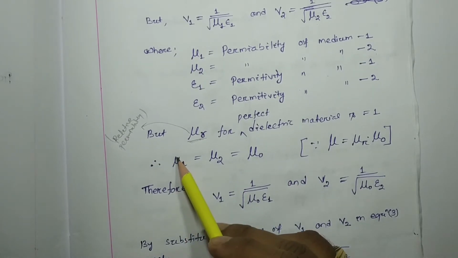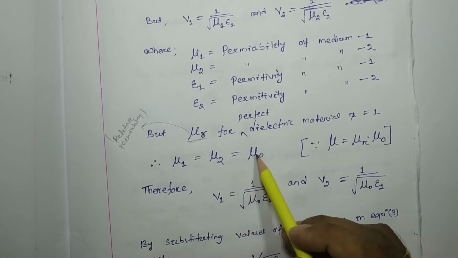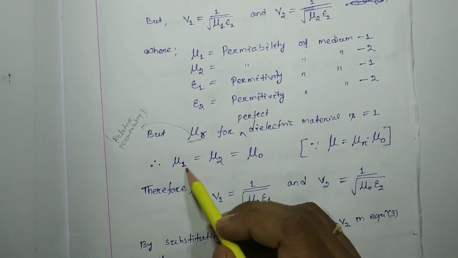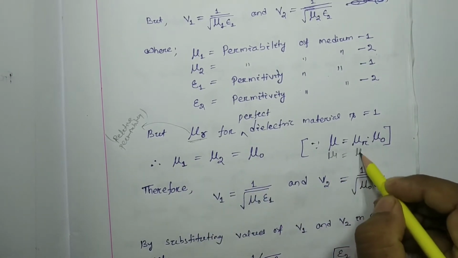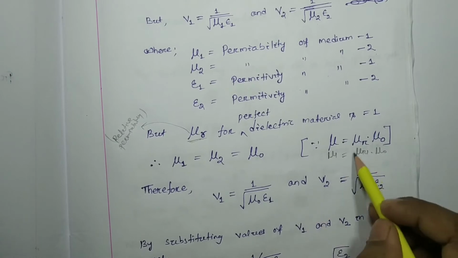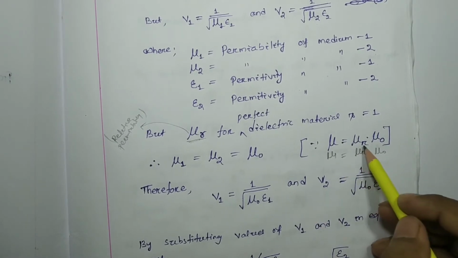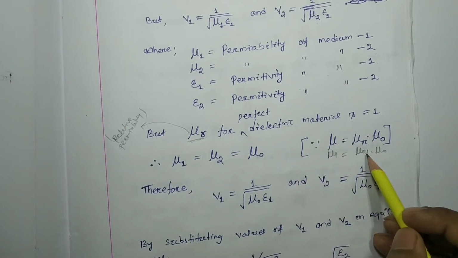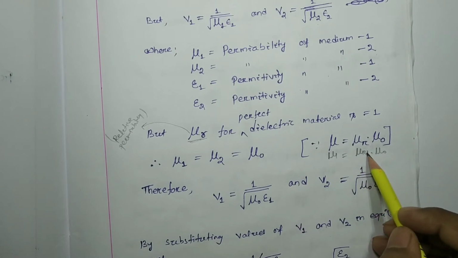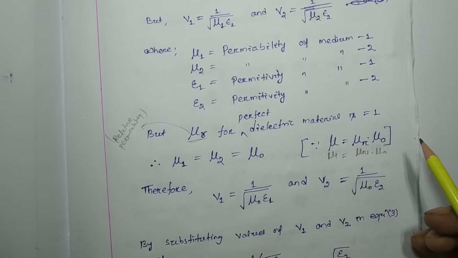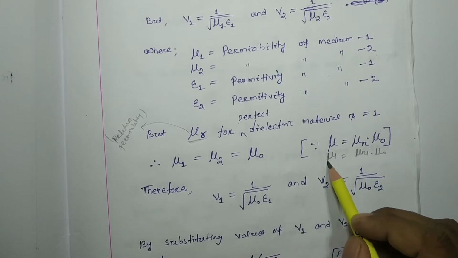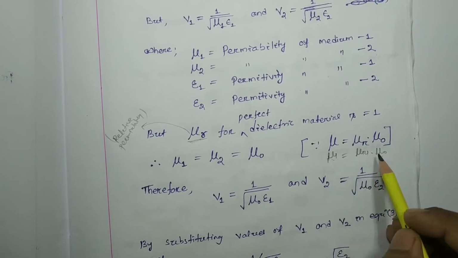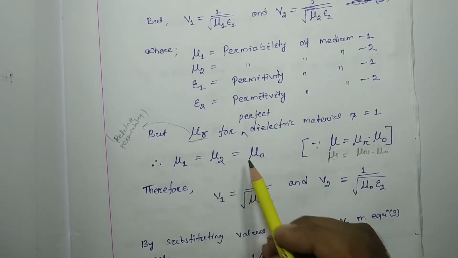If we consider mu1 and mu2, they will be equal to mu0, because mu is nothing but mu r into mu0. So for mu1, it will be mu r1 into mu0, but mu r1, the relative permeability of a dielectric material, is 1. For medium 2, which is also a perfect dielectric material, it will also be 1. So mu r1 is 1, so mu1 equals mu0. Likewise mu2 also equals mu0.